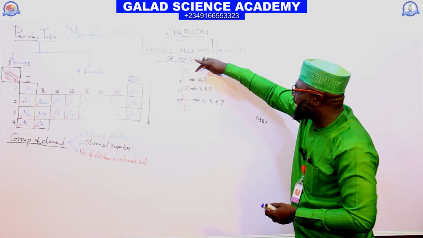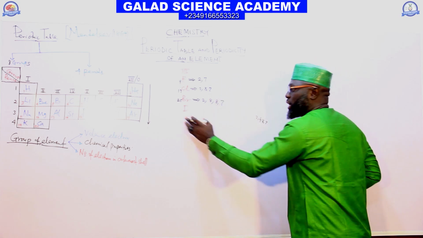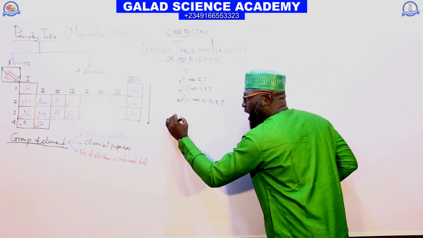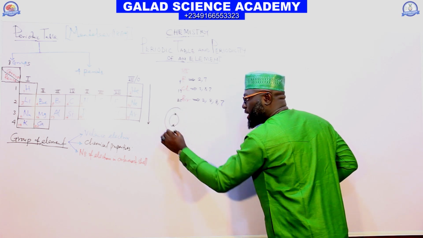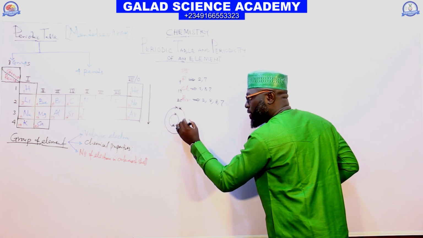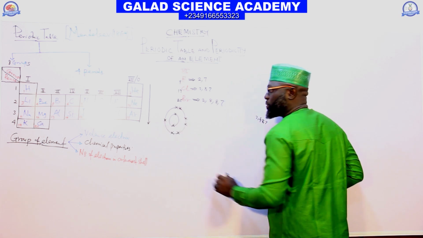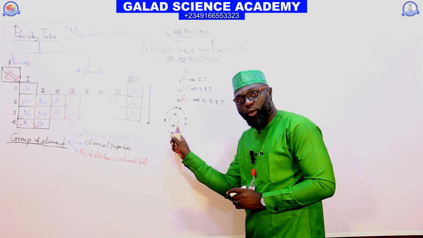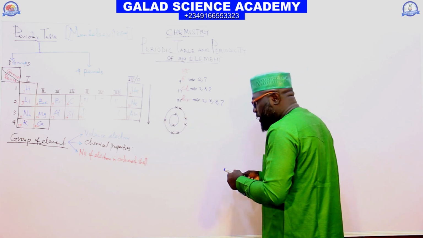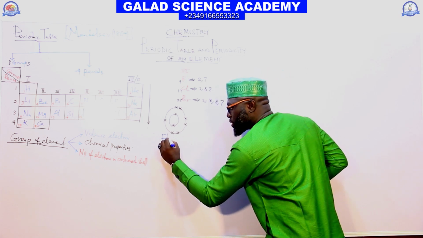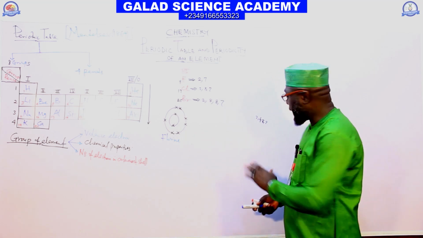You can observe that in fluorine, how many shells do we have? Let me draw it here for fluorine. We have 2 shells. This is the first shell, this is the second shell, with 1, 2, 3, 4, 5, 6, 7 electrons. This is the innermost shell, and this is the outermost shell. Assume this is fluorine.